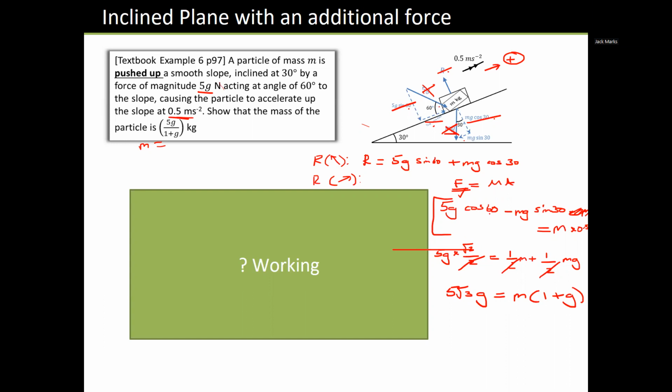Oh, sorry, cos 60. I just realized that cos 60 is not root 3 over 2, is it? It's actually just a half. So that one would be gone there. So these things happen. This is where you look back, you check your work, and you use the show that to guide you as well.